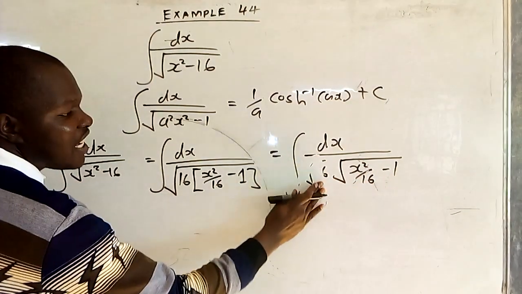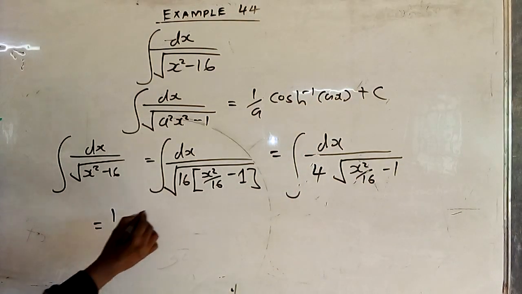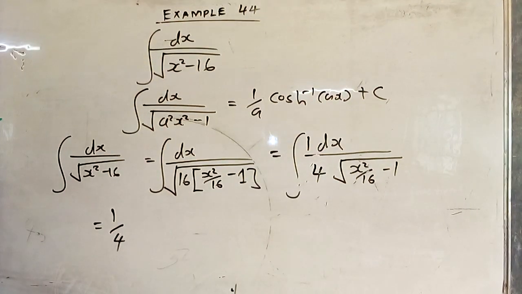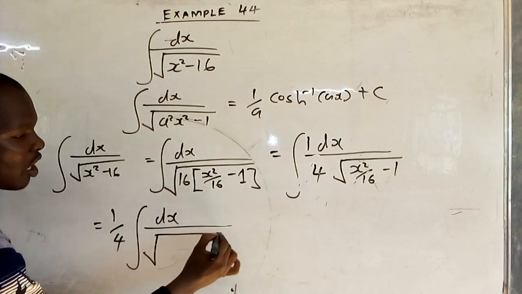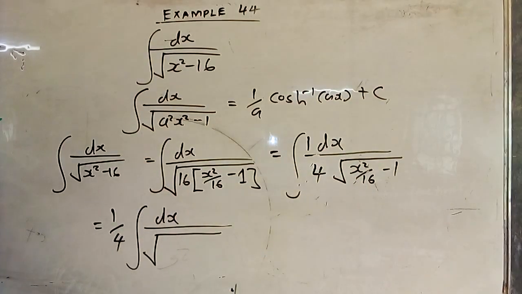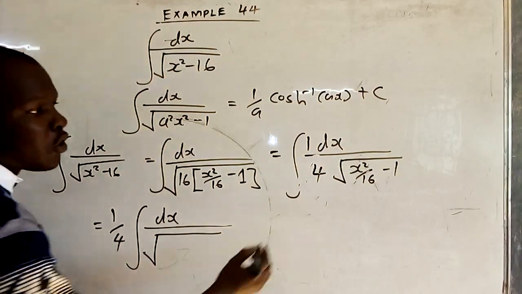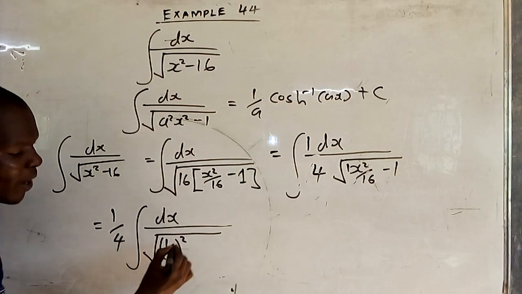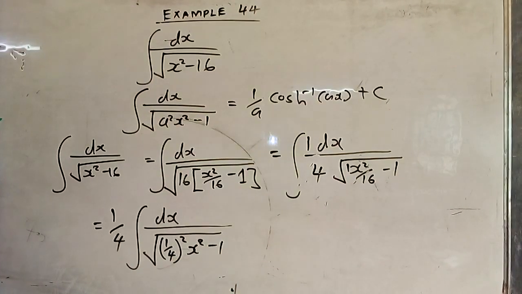But square root of 16 is 4. So what do we have? It means this is 1 over 4. So 1 over 4 you put outside the integral, isn't it? So we have 1 over 4 into the integral of x over square root of, what is 1 over 16 if you change it into a square? So this is x squared over 16. So that is the same as 1 over 16 x squared, isn't it? What is 1 over 16? See, 1 over 16 is 1 over 4 squared. Then x squared minus 1, isn't it?